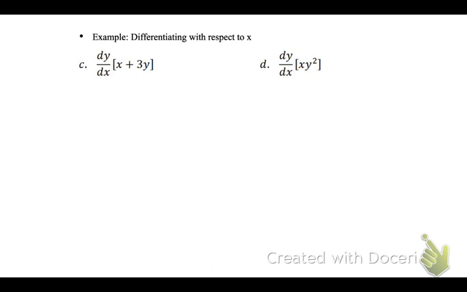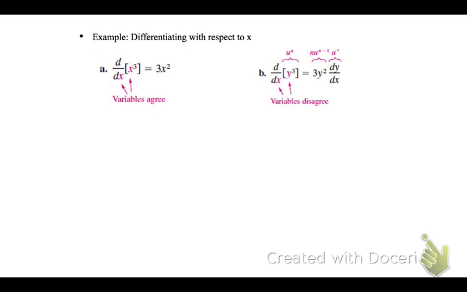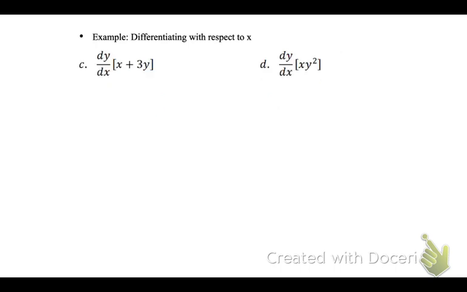Okay, so we have dy dx. I'm going to give you a chance to write it down. Oh, that was AB. I did them for you. Okay, CD. dy dx of x plus 3y. So this says we're taking the derivative of this stuff with respect to what variable? X. Okay, so anything with an x we do normal. So what's the derivative of x? 1.